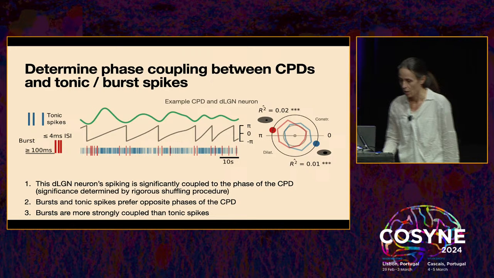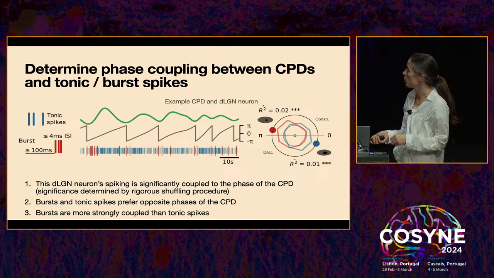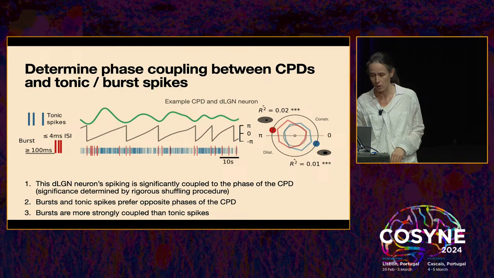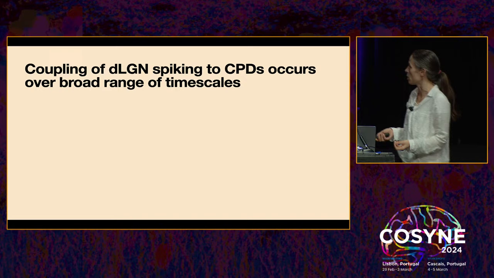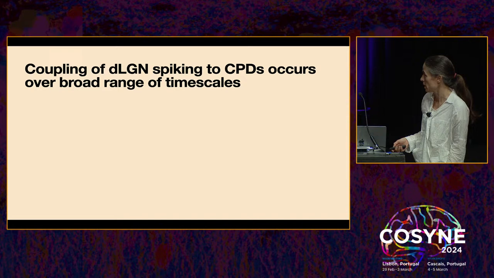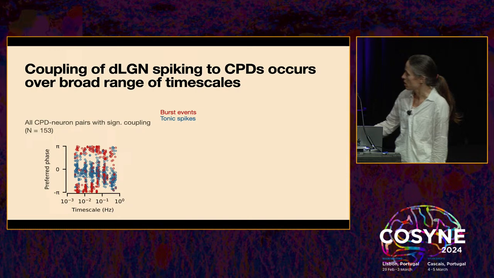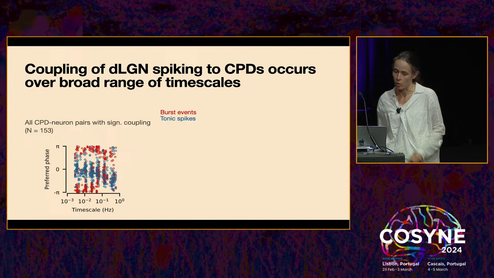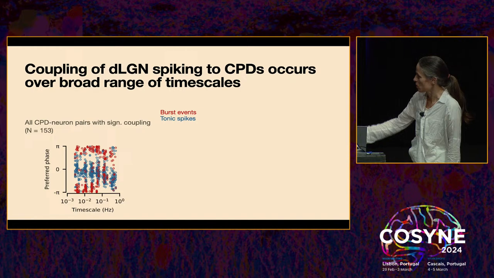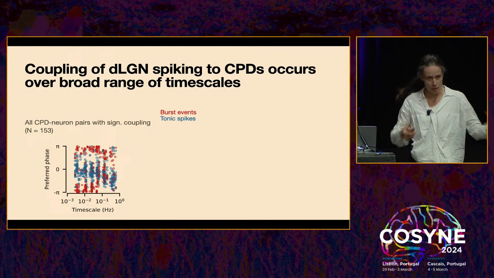All right, I'm going to show you now that this holds not only for this particular component of pupil dynamics and LGN neuron, but this extends across the population of recorded neurons. So we find that coupling in LGN in general to this component of pupil dynamics occurs over a broad range of timescales. Here, what you can see is the timescale of the components on the x-axis, the preferred phase of these tuning curves that I showed you before, and in blue and in red, the individual component of pupil dynamics neuron pairs with significant coupling. And the fact that we have dots all over these timescales means that we find significant coupling from the order of minutes to seconds in the LGN spiking activity.